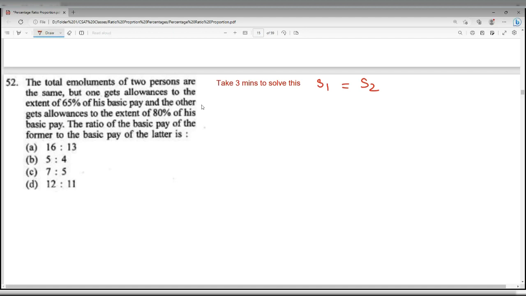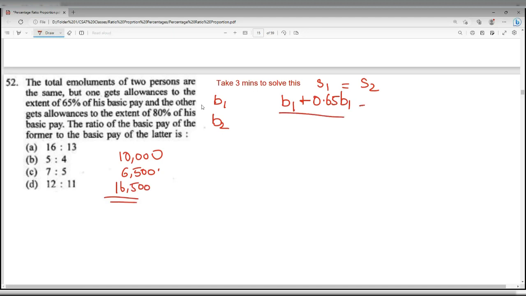So let the basic pay of the first person be B1, and the second person's basic pay be B2. The first person is getting an allowance of 65% of the basic pay, and he is also getting the basic pay. That is, basic pay plus 0.65 of basic pay. For example, let's say the basic salary is 10,000. 65% of the basic salary is 6,500, and together he is getting 16,500. This is what this means.